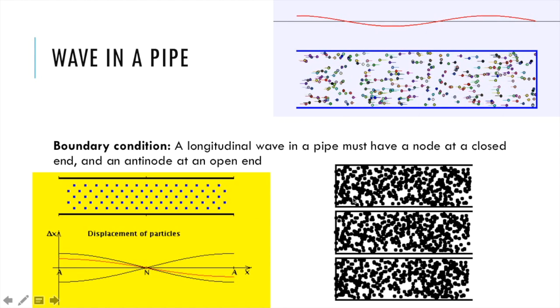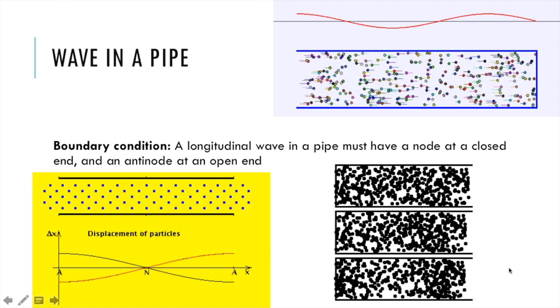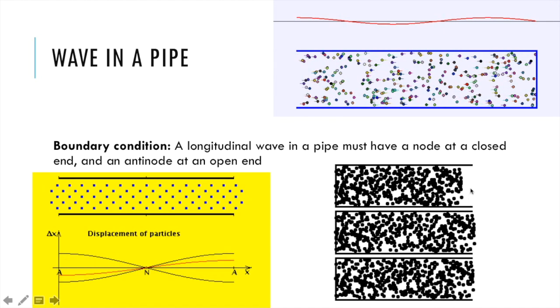And here's just a couple other examples of the waves in a pipe. Just notice at all the closed ends there's a node. At all the open ends there's an antinode.